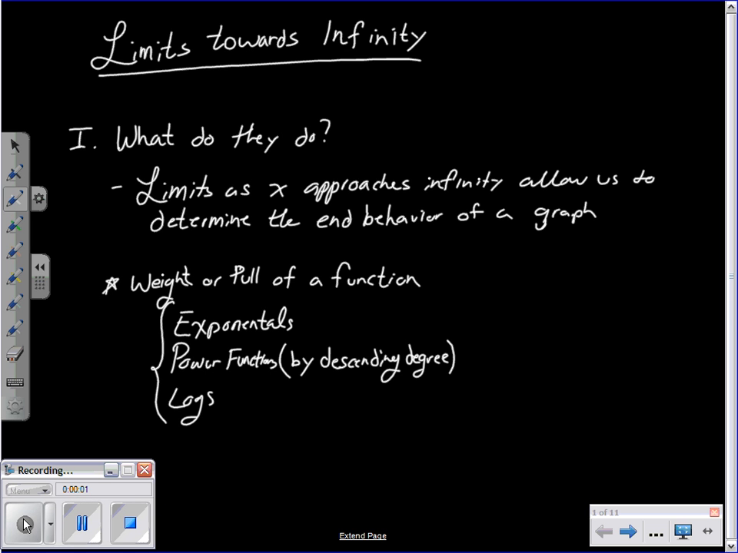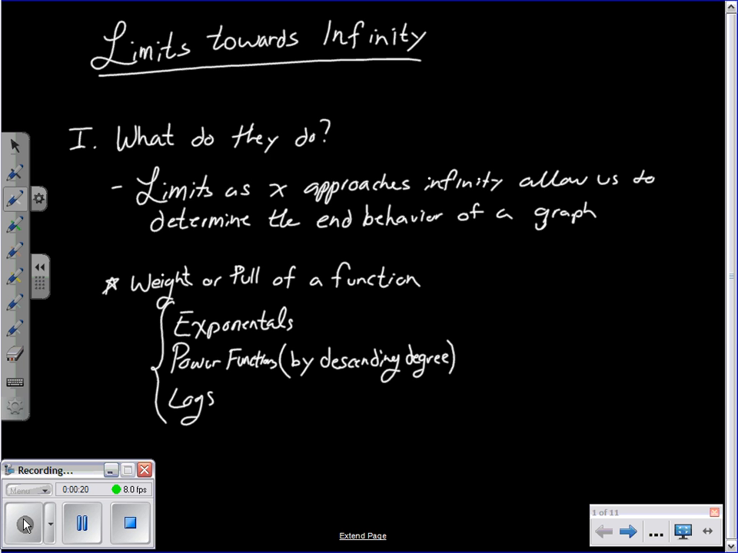All right, so what we're looking at here are limits toward infinity. Limits toward infinity are really important in calculus because these help us find out what the end behavior of the graph is, so where the graph is headed as x approaches both positive and negative infinity. A big thing to keep in mind is this idea of weight or pull of a function.